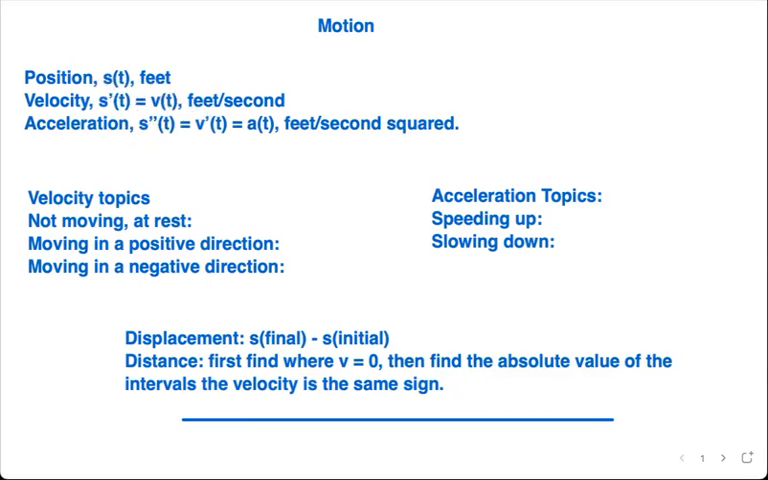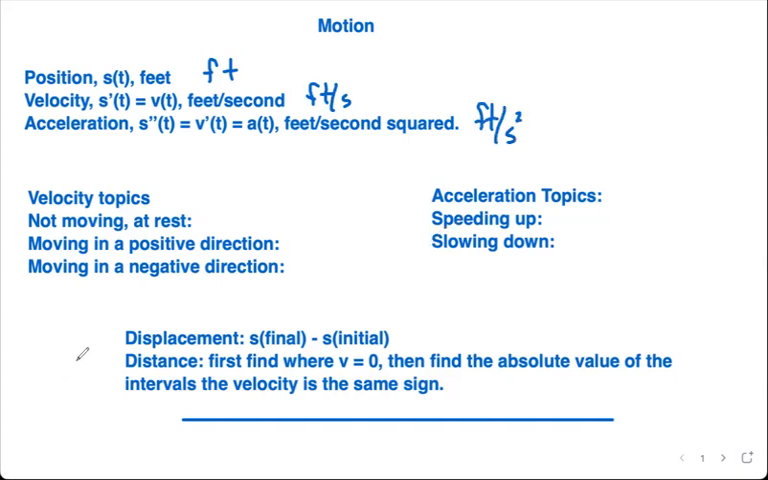Position, s of t, is typically done in feet as far as units. And then the change in position, the derivative of position, is going to be velocity, which would be feet per second. And a change of velocity is going to be acceleration, which is the derivative of velocity or the second derivative of position. And that'd be feet per second squared. So you have basically feet, feet per second, and feet per second squared as the standard units unless otherwise noted.